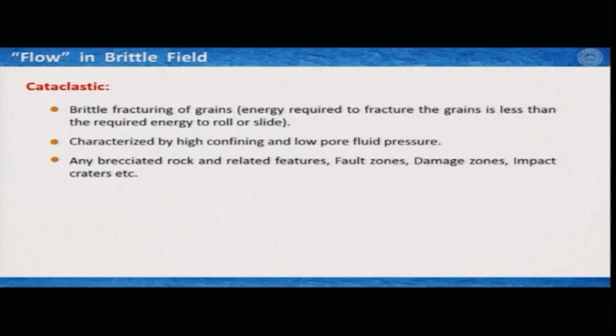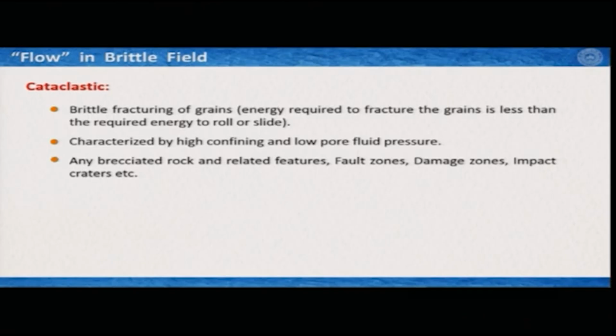And then it is characterized, as I talked about, by high confining pressure and low fluid pressure. So, fluid is absent in this kind of deformation, or it is extremely low. Examples you can cite for this type of cataclastic deformation are brecciated rock or some related structures, fault zones, large fault zones, damage zones, and certainly impact craters.